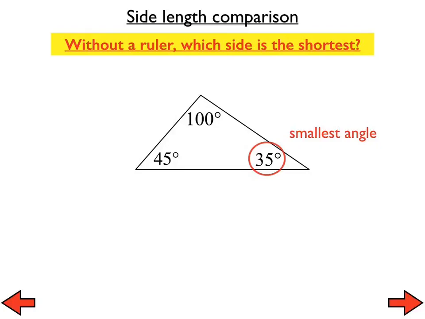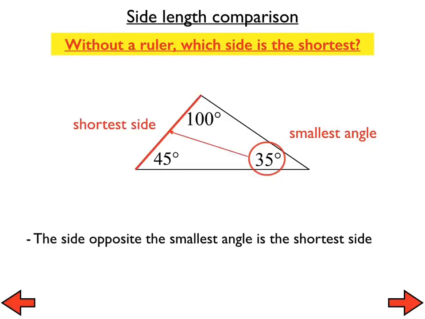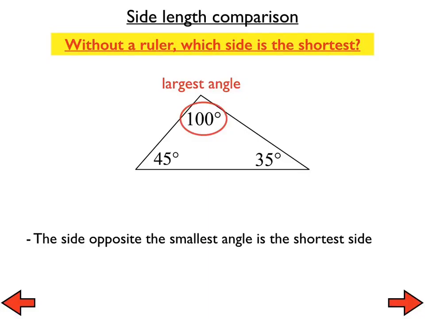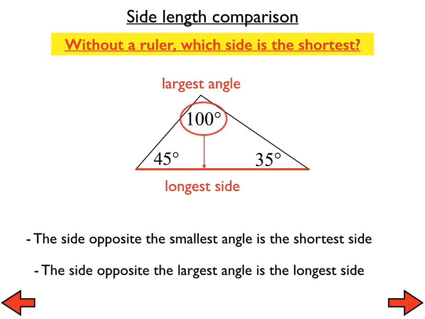Does that make sense? So this is the smallest angle, which would be opposite of the shortest side because it's open the smallest. So to connect the ends of that angle, it's going to be the shortest. Which angle is the biggest? How many degrees? 100 degrees. So that's open the biggest, which means to connect the ends of that angle, it would be the longest line.